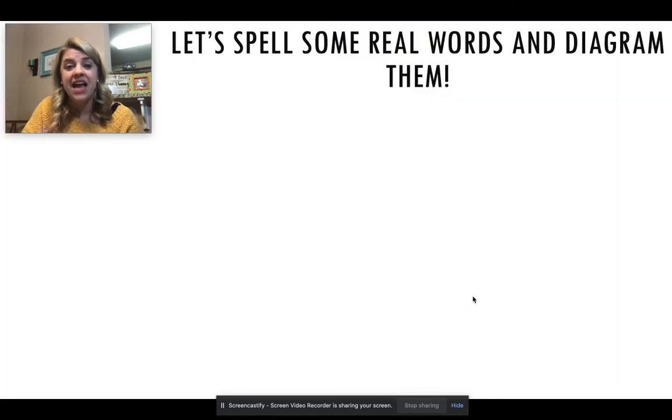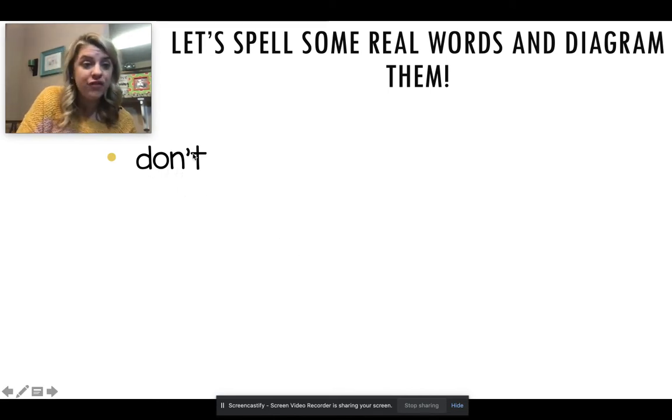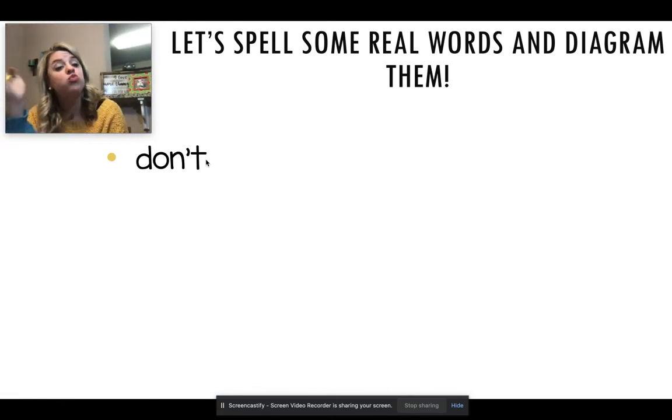Here we go. Let's look at our first word. Don't. Here we go. Check your work. D-O-N apostrophe T. Now, if you don't have that apostrophe there, it's wrong because the apostrophe is holding the place of some letters. So that apostrophe is very, very important. Make sure it's there, okay?